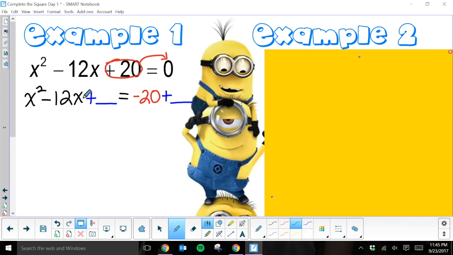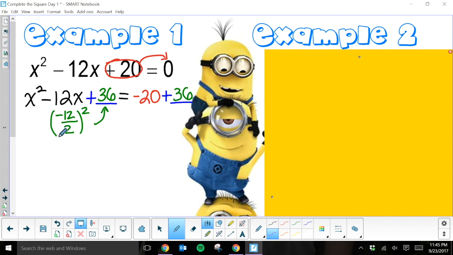So on this one, make sure it's a perfect square. I'm going to take that middle number, in this case it happens to be negative 12, split it in half, complete the square, and it goes right up there. Easy way to remember it: complete the square, goes right up there. So positive 36 here. Oh, positive 36 here. I got to keep it nice and balanced.